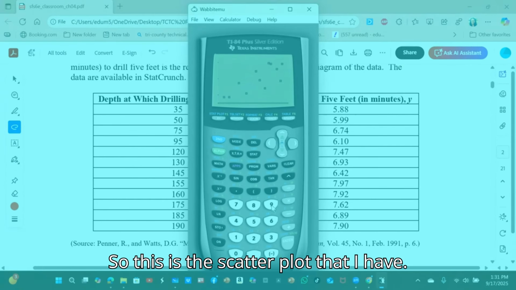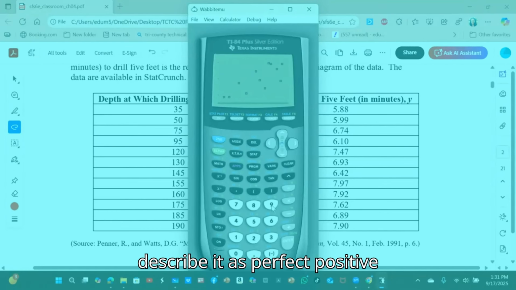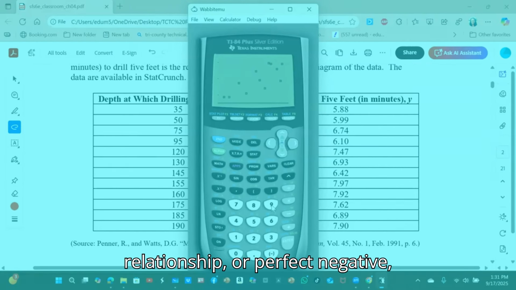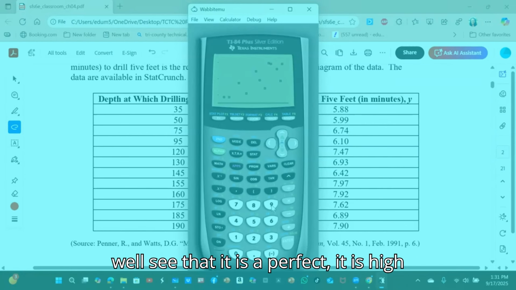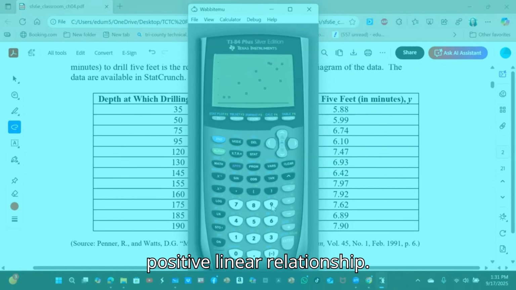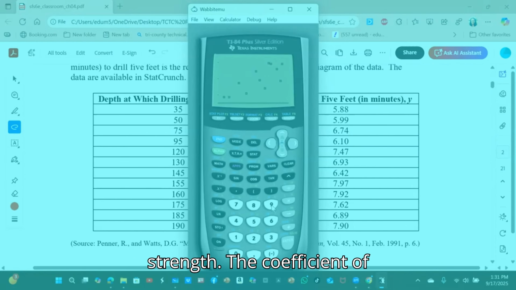So this is the scatter plot that I have. What kind of scatter plot is this? Can I describe it as perfect positive or high positive linear relationship or no relationship, or perfect negative or high negative? You can see that it is a high positive linear relationship. But that is not enough. So we need to find the coefficient of correlation that can give us the measure of the strength.